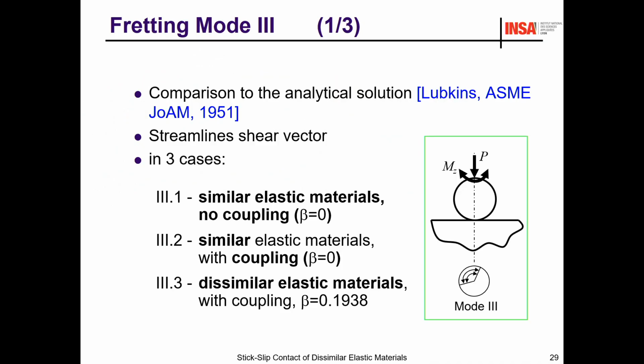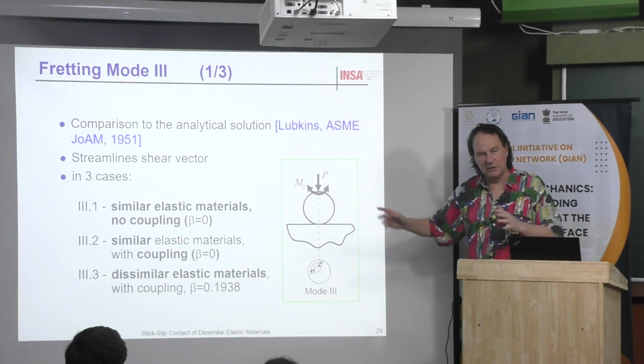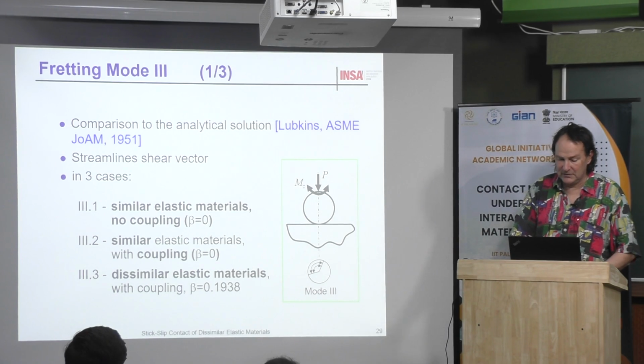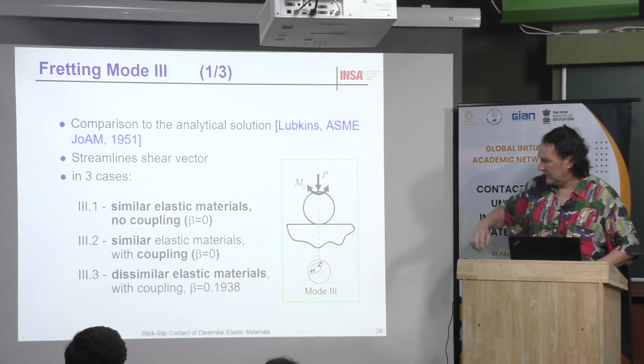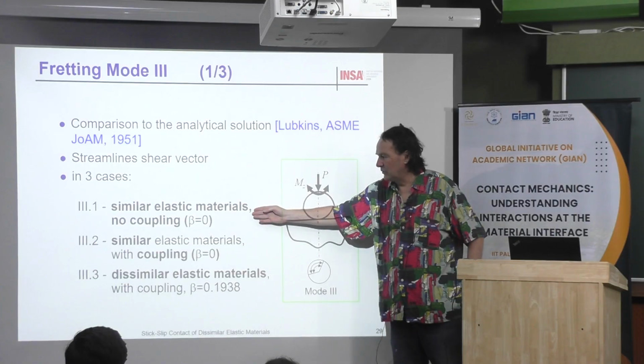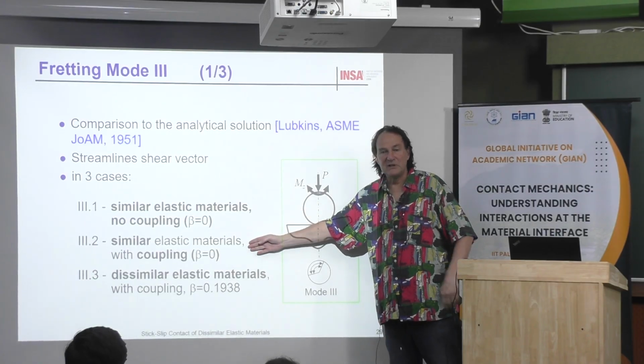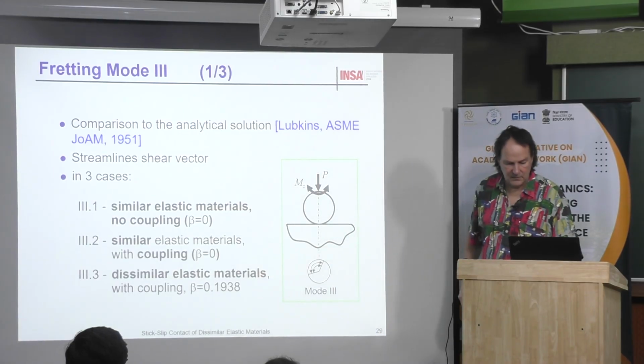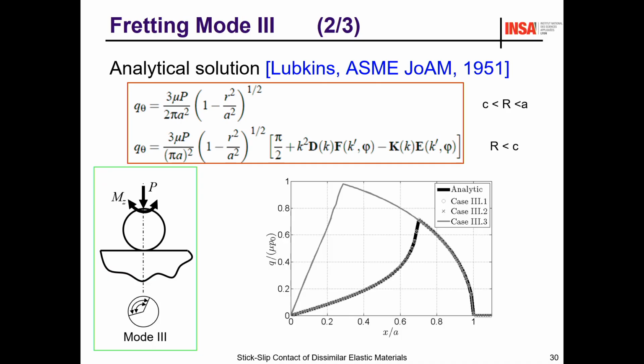And the third mode is fretting mode three, and it's only torsion like that. Then the same. And we will see the same picture as the first one on the front page. Then the same materials without coupling, the same material with coupling, and different materials with coupling. Okay. Then this is the solution.